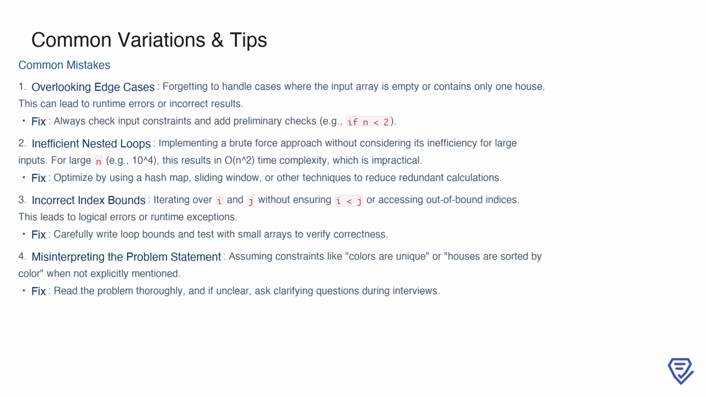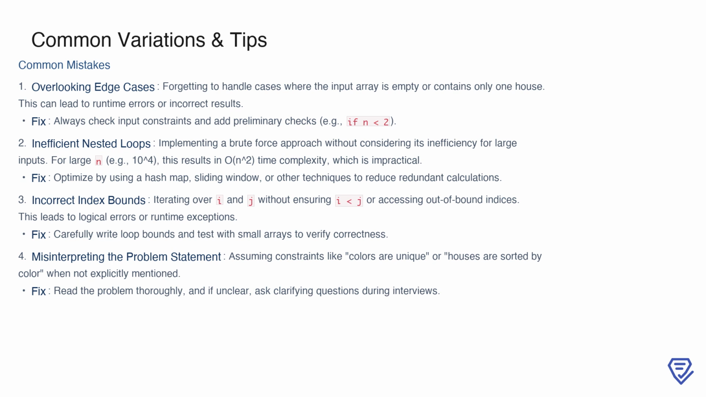Another frequent issue is using inefficient nested loops to solve the problem. While this might seem straightforward, it results in O(n squared) time complexity for large inputs, which is impractical when n is significantly large, such as 10,000. Instead, you should aim to optimize with techniques like hash maps or sliding windows to eliminate redundant calculations.